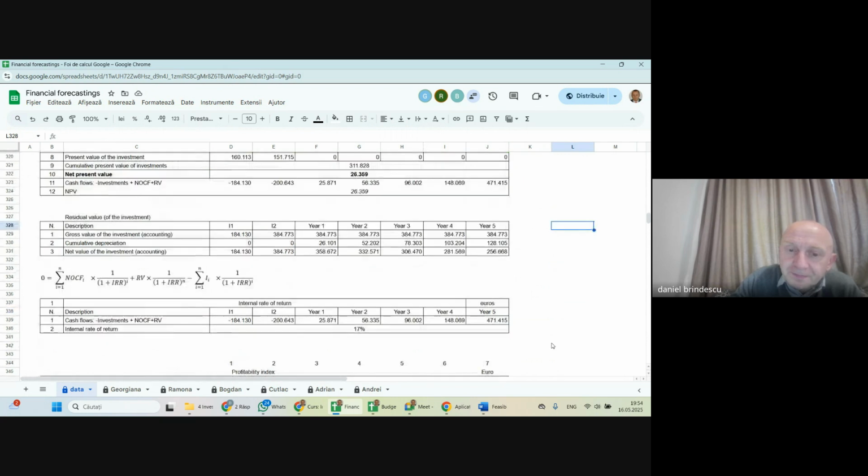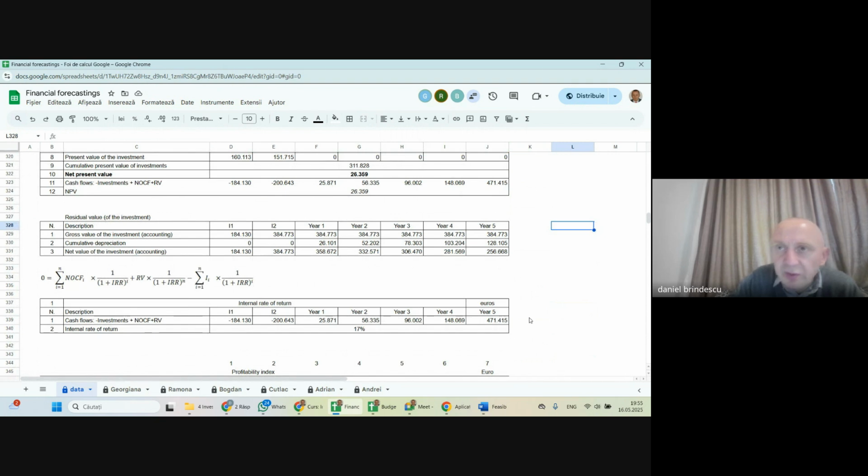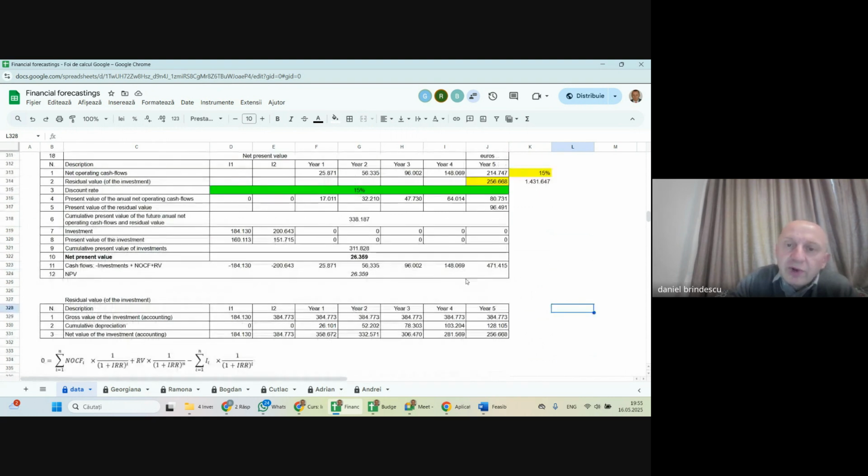Now, maybe other observations: possibly based on the configurations of your forecastings, your indicators might not be where they should be. What do I mean by that? Well, for instance, what if your net present value is negative? Sure, that would mean it would not be a good idea to do the investment.